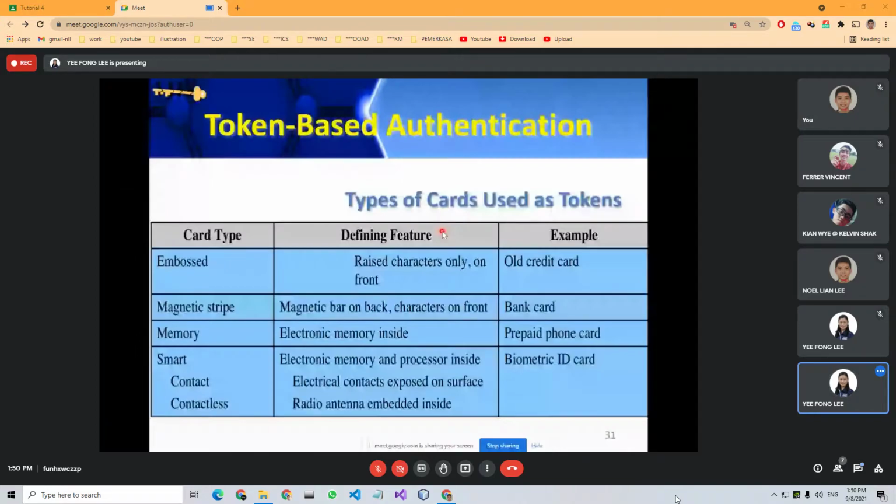Token-based authentication. Okay, we look at the next one. Token-based here refers to an object that users have for the purpose of authentication, which we call a token. Let's say we have an ATM card. That is our token. That is the object we have for our account verification, to prove I'm the authorized person. That's what we call a token here. So given card type, features, and examples.